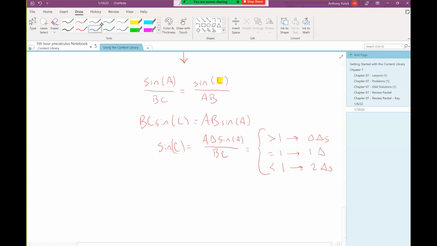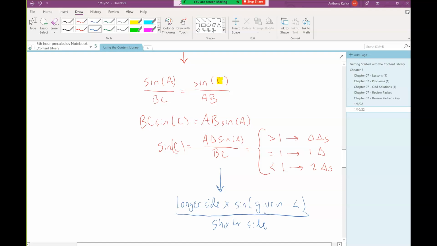Now, the other way to think about this formula that I've just written is if we're in this specific SSA situation, that formula AB times sine A over BC is kind of a pain in the butt to remember. The way I remember it is just longer side times sine of the given angle divided by shorter side.